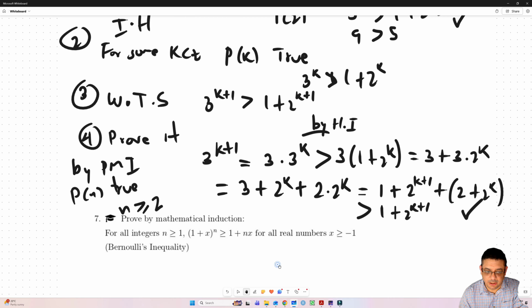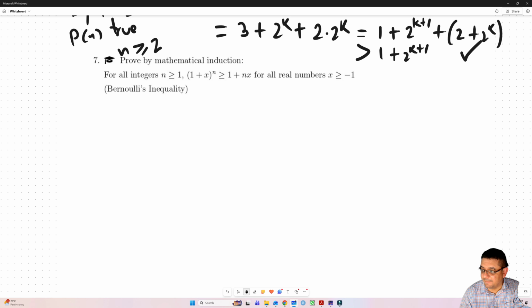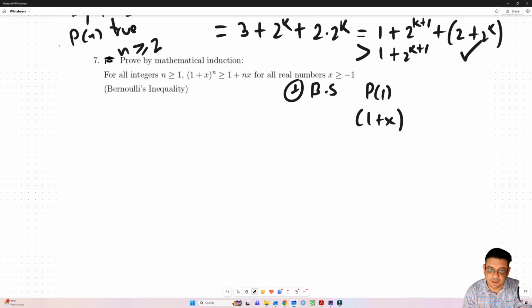Okay? All right, so now let's go to question 7. For question 7 here, we're proving that for n bigger than 1, 1 plus x to the n is bigger than 1 plus nx when x is a real number bigger than minus 1. So first, the basic step, right? Step number 1. We prove the condition in P of 1. We have that 1 plus x is bigger than or equal to 1 plus x. So in this case, it works because it's bigger or equal. So we got it.